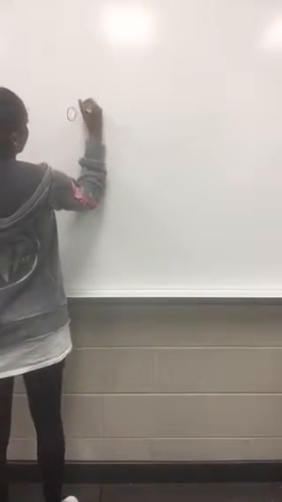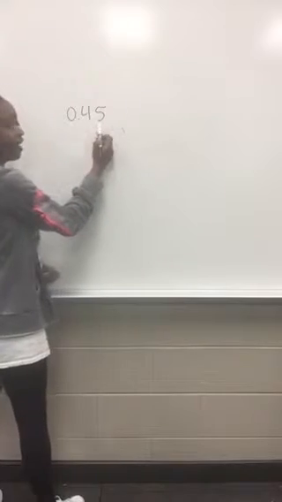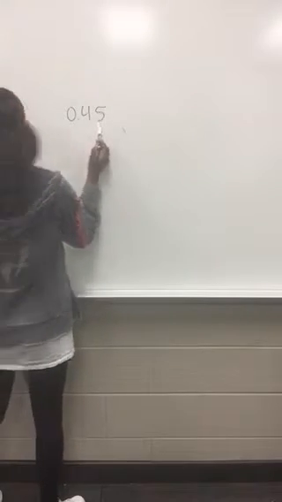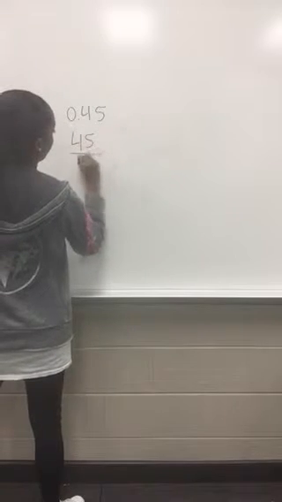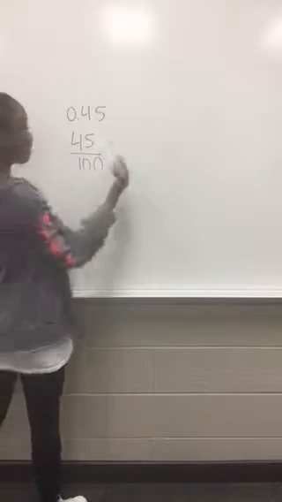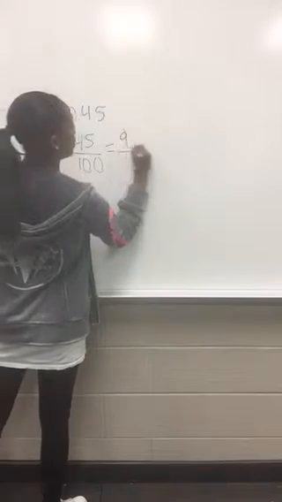Okay, now we're going to do decimals to fractions. For this one, you use the place value of the last digit, and then you're going to simplify. So let's just say we have 0.45, and since 5 is in the hundredths place, it is going to be over 100. So 45 over 100, and then that simplified is 9 over 20.